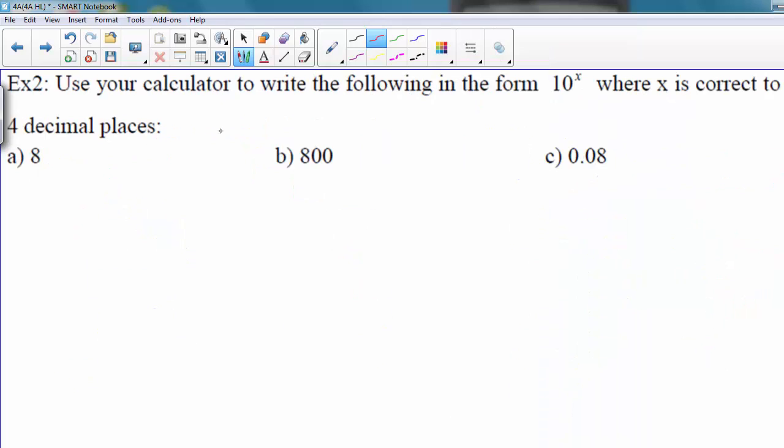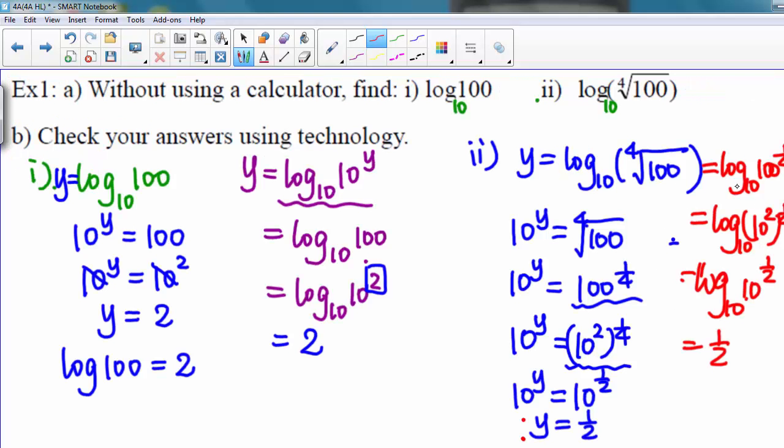So right now, we need to use the calculator to write the following in the form 10 to the power x, where x is a character for decimal places, which means I need to use a power of 10 to represent number 8. Okay, 8 equals 10 to the power what? How can I find this x value? So you guys know the second identity already. I use the second identity to find the log value.